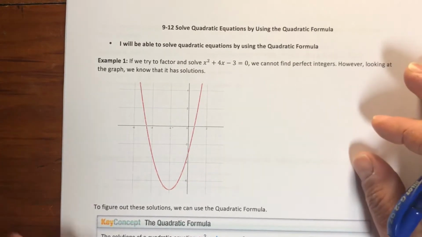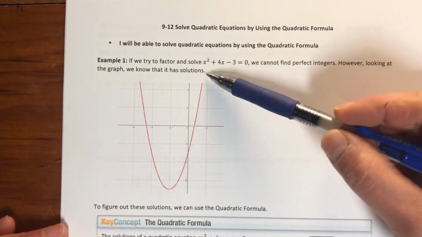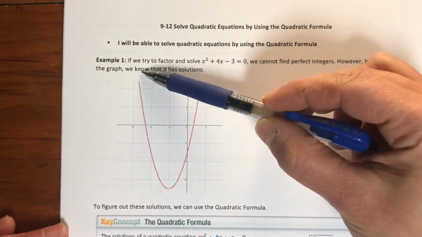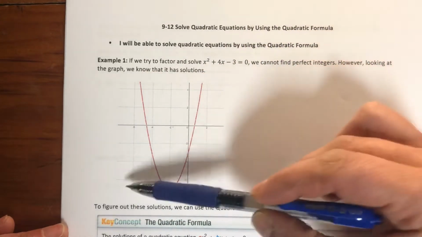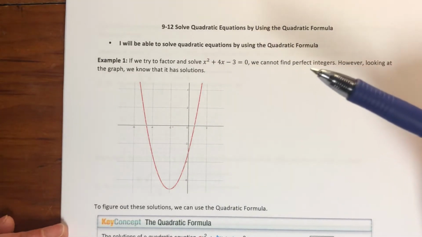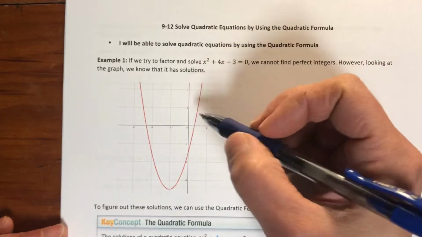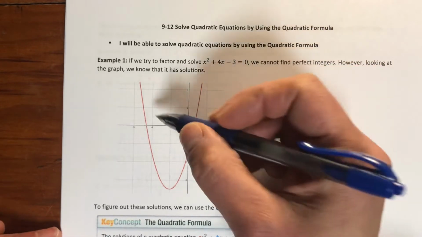Alright guys, for a while we've been talking about the quadratic function. Just a quick review. A graph of a quadratic function is a parabola. A parabola can look like a happy face, or it could be upside down if the leading coefficient was negative.